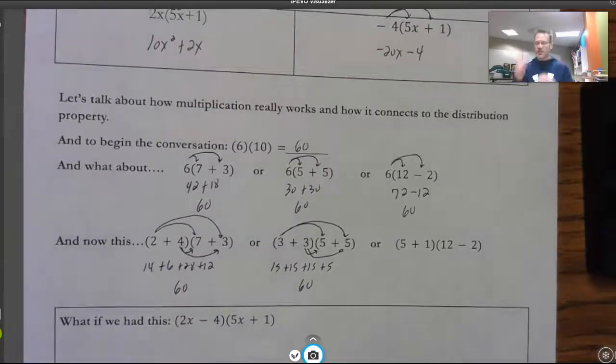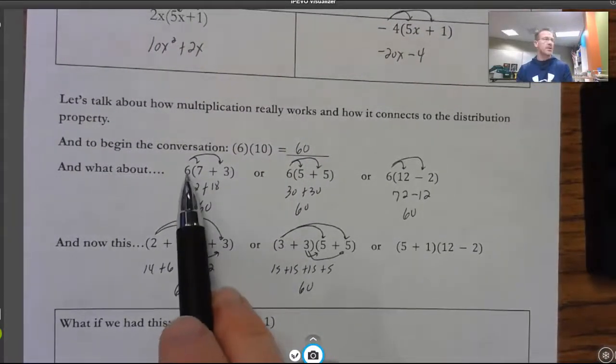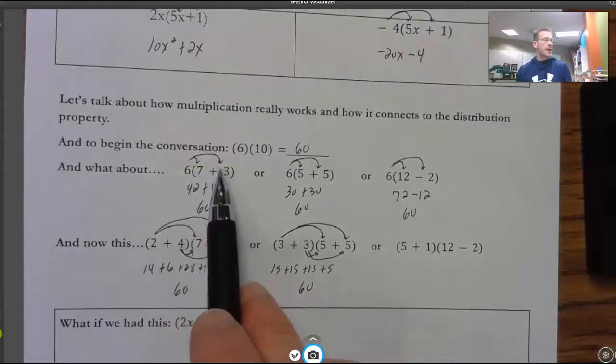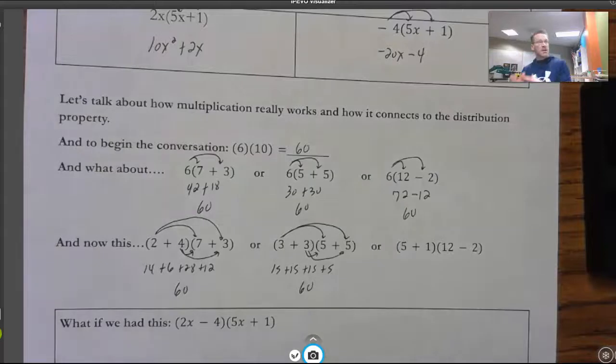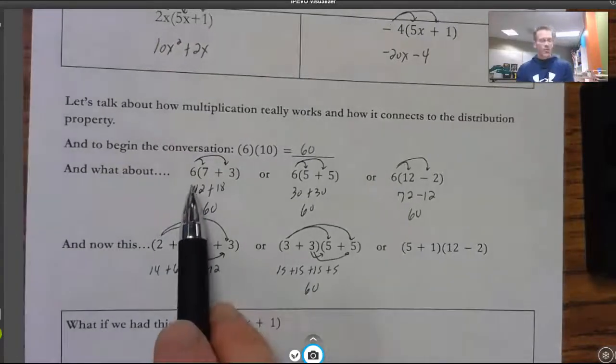So one way of conceptualizing this is that I'm distributing 6 to everything in here, but now there are two pieces to 6. So I have to distribute both of those pieces in order to get the whole 6.